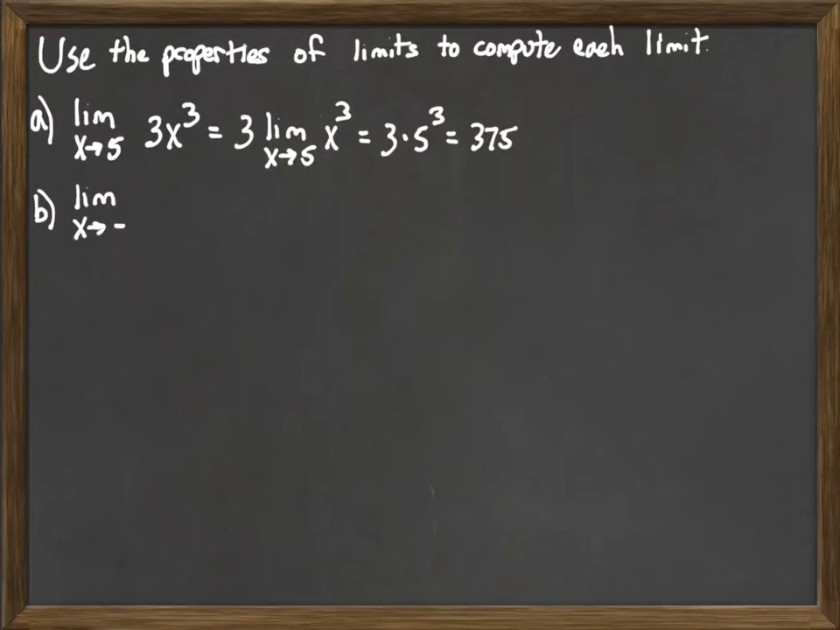Okay, so let's move on to another example here. Here we have a little bit more complicated function, x squared minus 12x plus 7. We're looking at the limit as x approaches negative 2. Well, our properties of limits say for addition and subtraction we can break that apart. Limits will distribute across addition and subtraction. And we can also, again, like above, pull constants out.